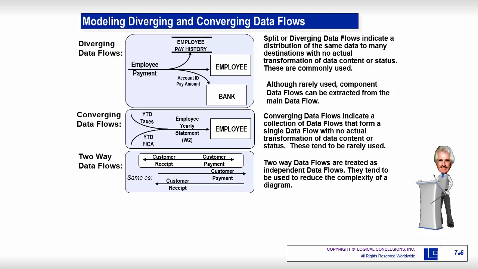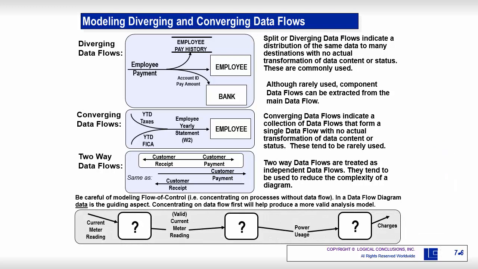In fact, on a data flow diagram, data is somewhat more important than processing. Of course, we should show both, but I recommend we focus on data first when creating a data flow diagram. So be careful of modeling flow control, that is, concentrating on processes without showing the data used in the processes. In a data flow diagram, data is the guiding aspect. Concentrating on data flow first will help produce a more valid analysis model.